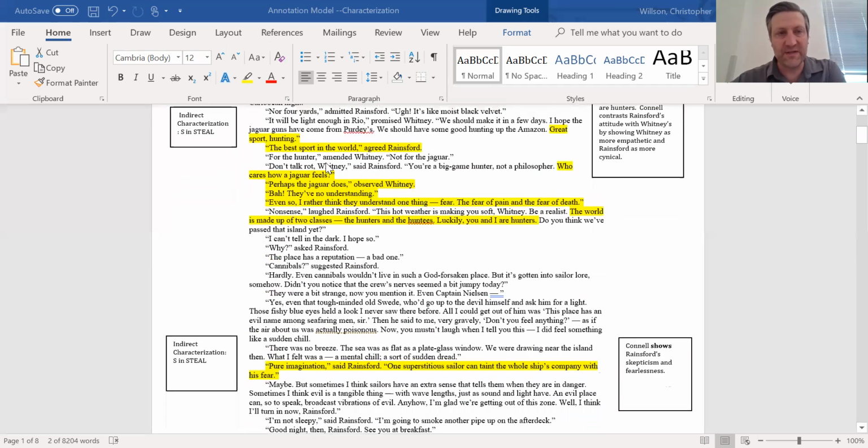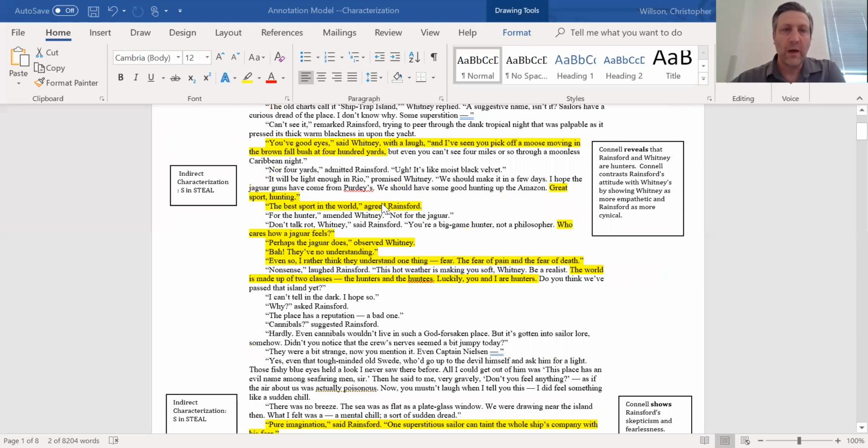So already from this dialogue, from this speech, we're finding out a lot about these characters. So you're going to want to highlight these particular areas, and you're going to want to look at how this is indirect characterization and what the author is doing.